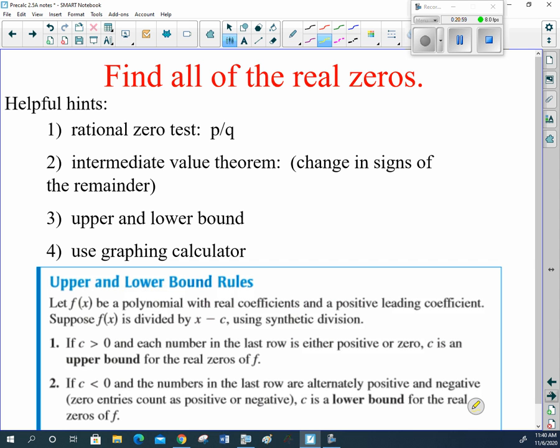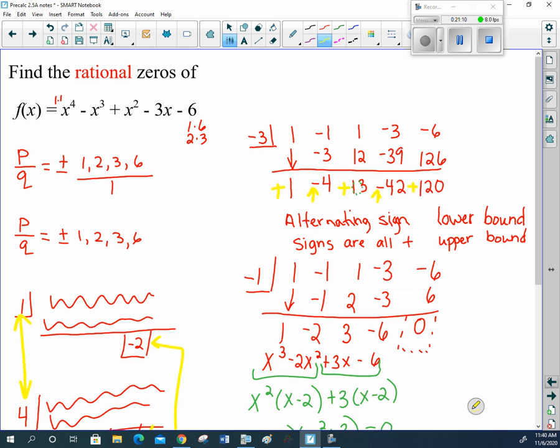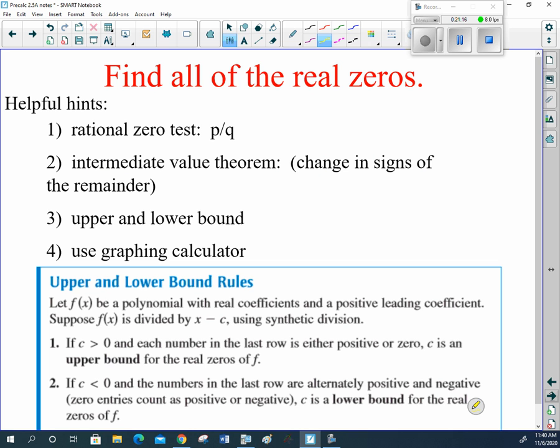Okay, so here we go. We talked about the 0, the p divided by q. We talked about the change in the sign and the remainder. They call that the intermediate value theorem. That was what we just talked about right here, checking the remainders. And then we talked about upper and lower bound.